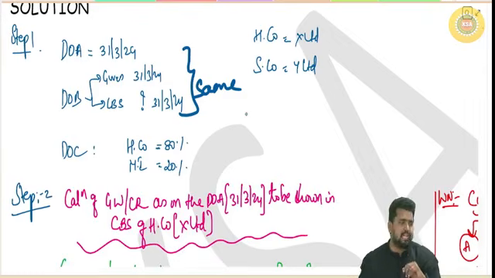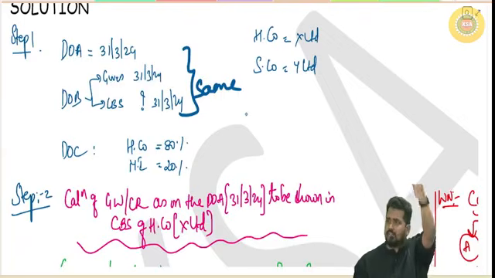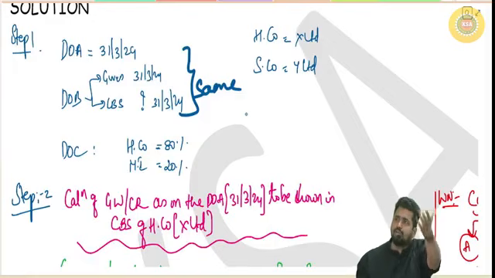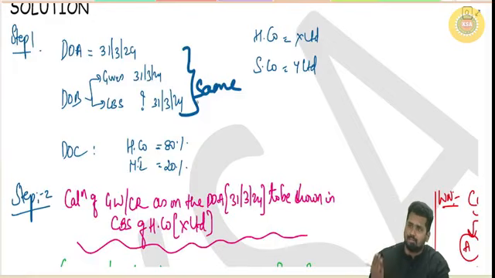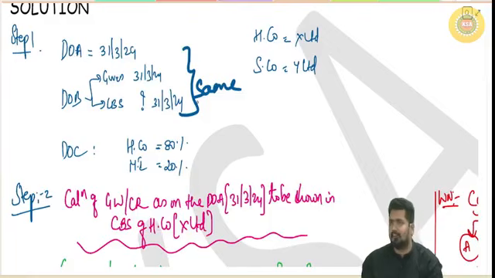Step number 2, calculation of goodwill or capital reserve. I am telling you repeatedly, goodwill or capital reserve we have to find only on the date of acquisition, because that is the date on which you are investing and getting control. That day only we have to find goodwill or capital reserve. Clear? Whatever goodwill or capital reserve you find should be shown in the consolidated balance sheet.